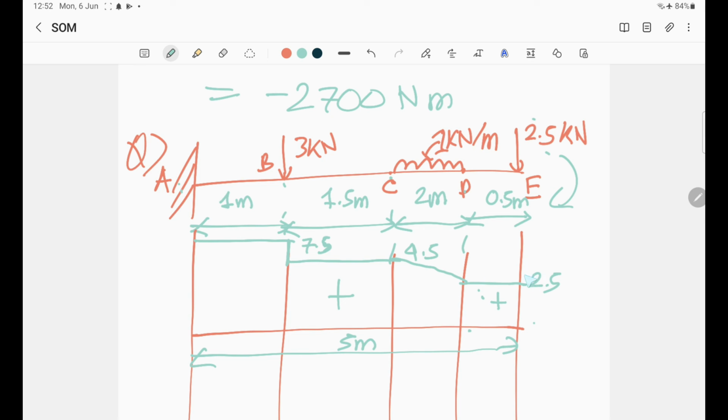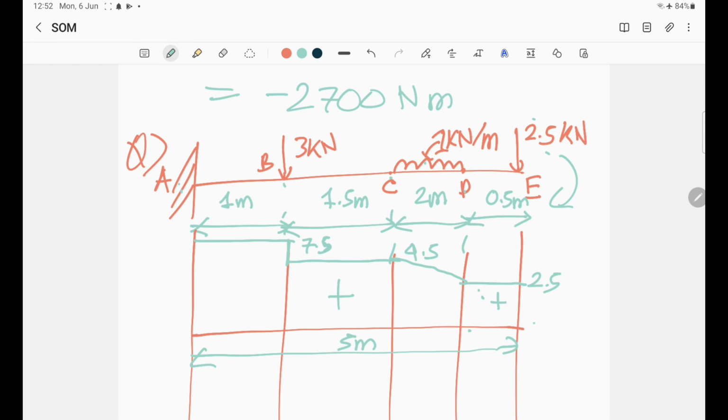We'll write 2.5 from D to E, a 2.5 force, and from D to C, a load of 1 kilonewton per meter is going on. So at C, we'll add 2.5 plus 2 into 1, which equals 4.5. Since this is a UDL, it will go like a sloped line from D to C, only for the D to C portion.